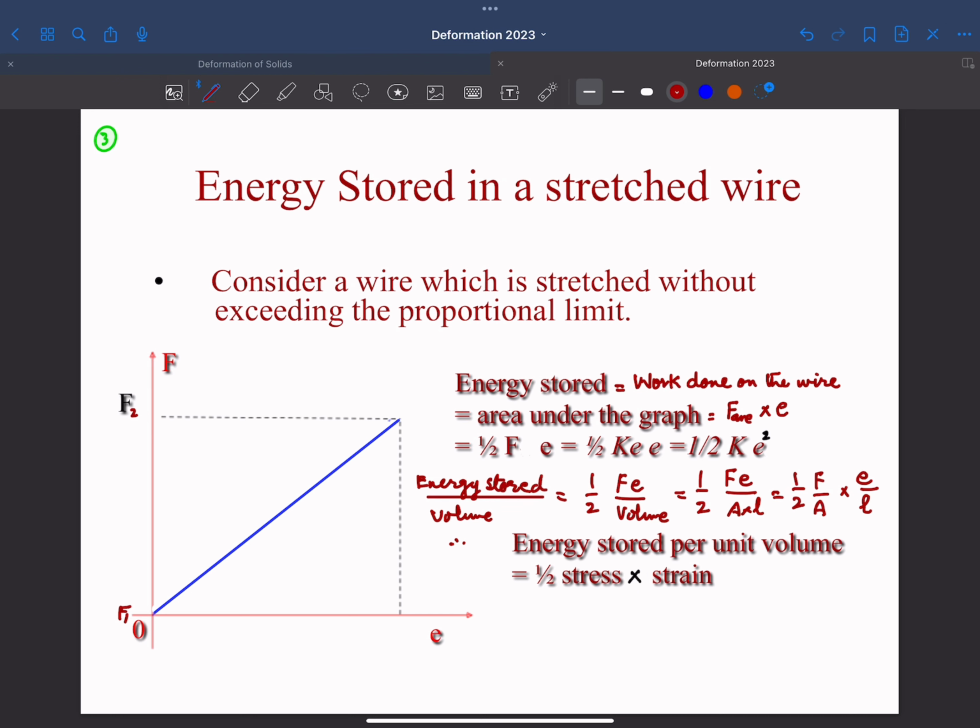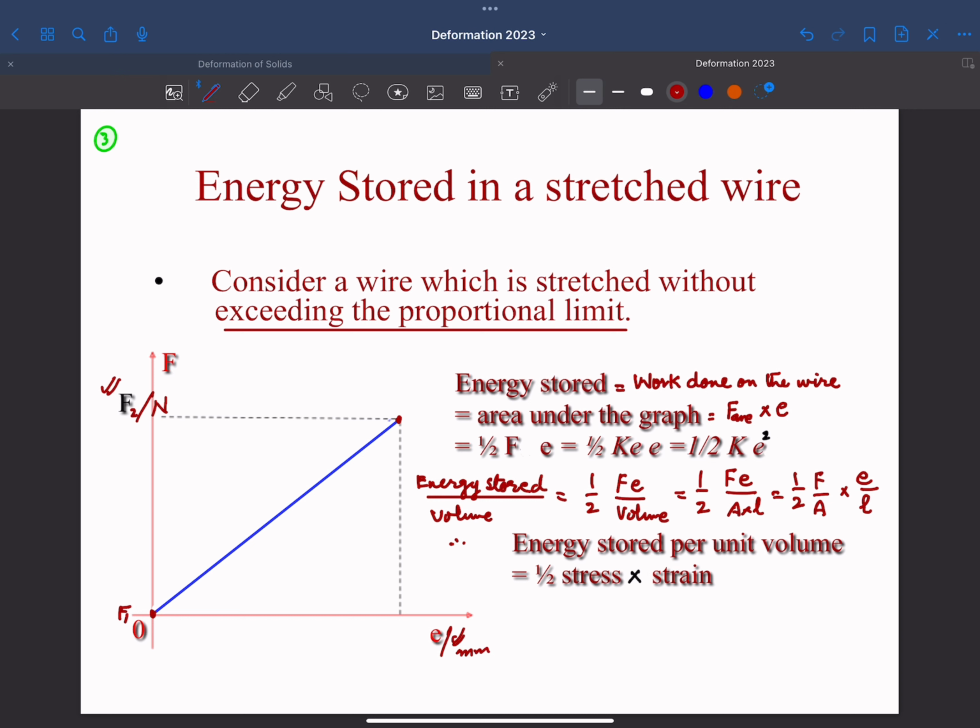Now, if you talk about the energy stored in a stretched wire or spring or in a deforming body, what will be the situation? Here you have a graph between force and extension. Extension is normally in millimeters, and force is in Newtons. In this case we are considering the stretching without exceeding the proportionality limit, which means we are obeying Hooke's law. At the initial point the force was 0, and somewhere here you have applied a force up to F2.